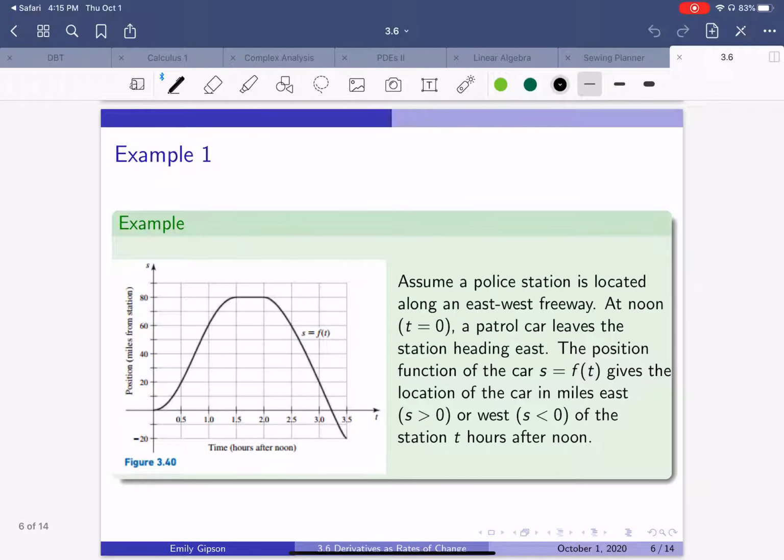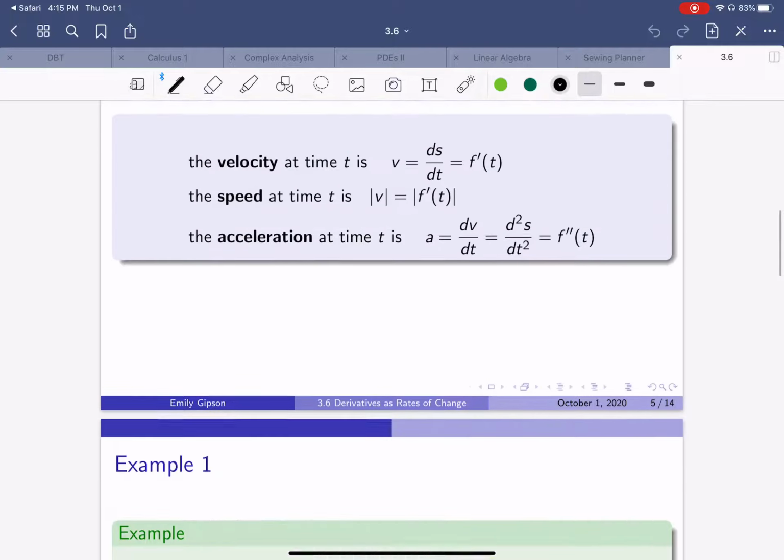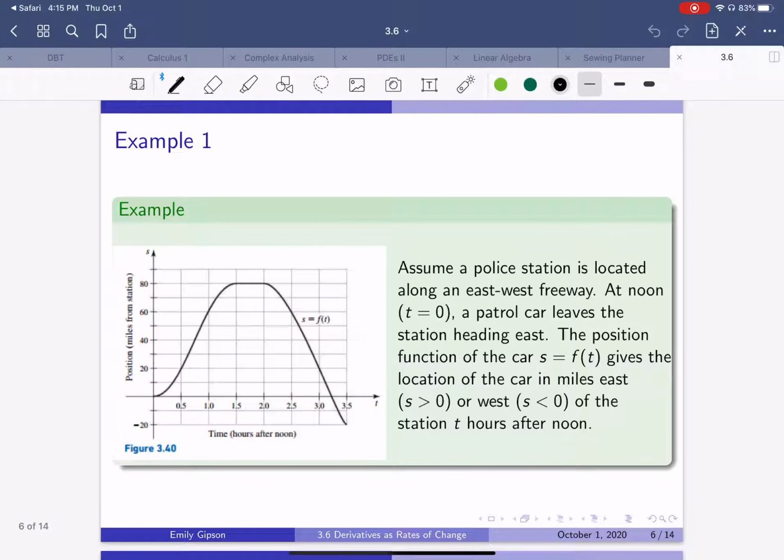So let's start with an example. Assume a police station is located along a strictly east-west freeway. At noon, time equals 0, a patrol car leaves the station headed east. So in this one, when time equals 0, our position equals 0. We're starting at the station, and that's exactly what this means on this graph.